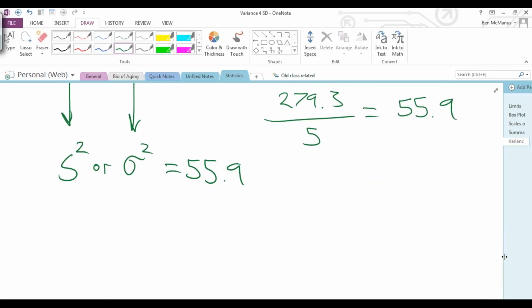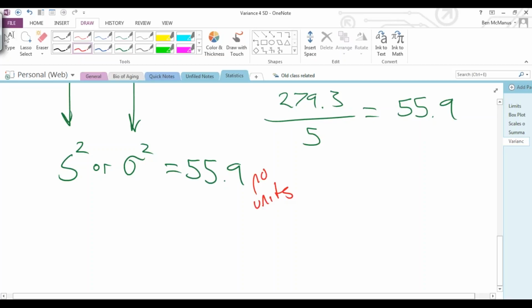Okay, so this is cool and all, but if I say the mean of the grades on this test was 82.7 and the variance was 55.9, 55.9 what? That's the problem with variance. There are no units here. So it's not too meaningful.